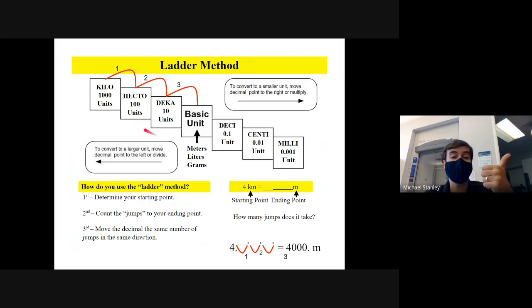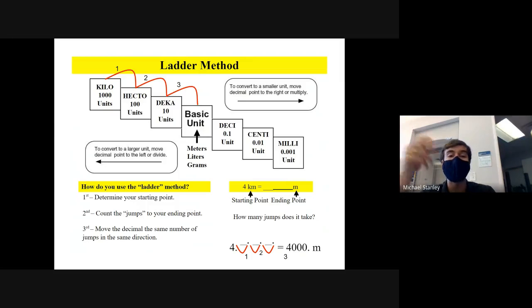So figure out your starting and ending point. Figure out how many jumps and in which direction you have to go from one to the other. And then finally move your decimal point that many jumps in that direction. So that is the easiest way to convert from one size of unit to the other, at least at first.